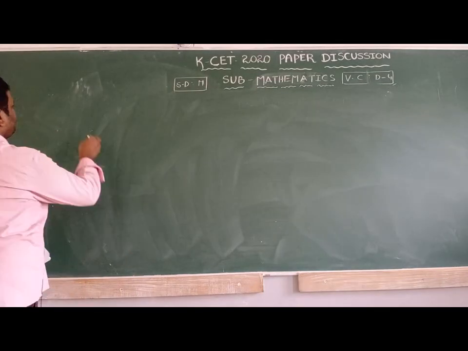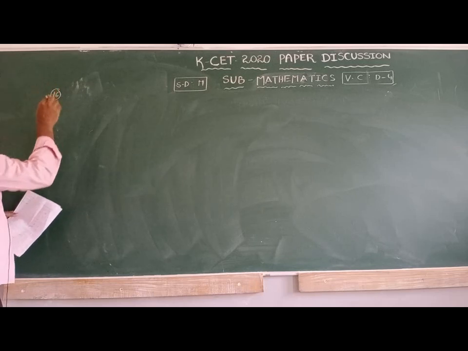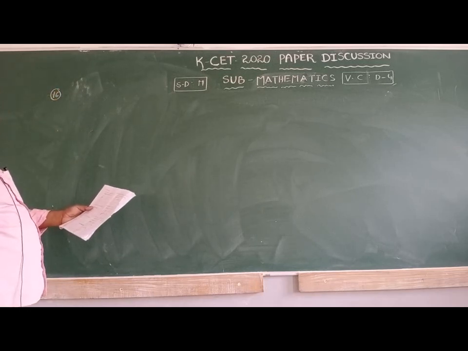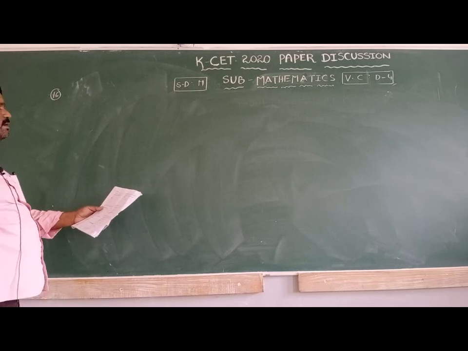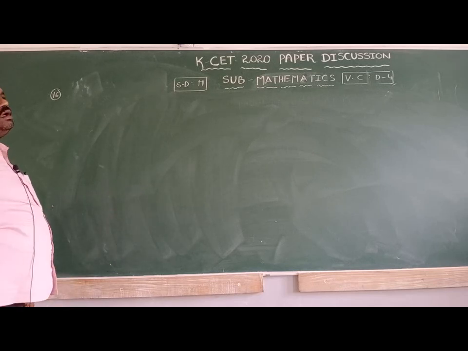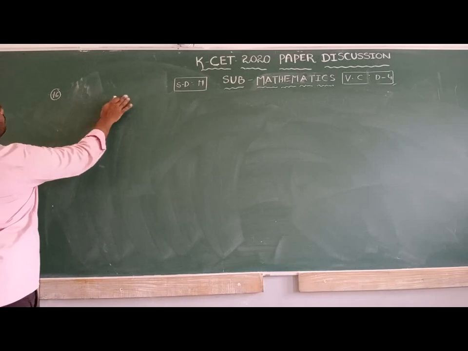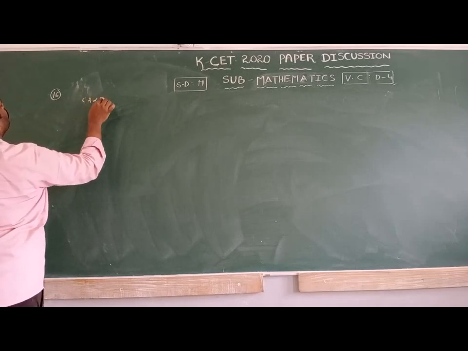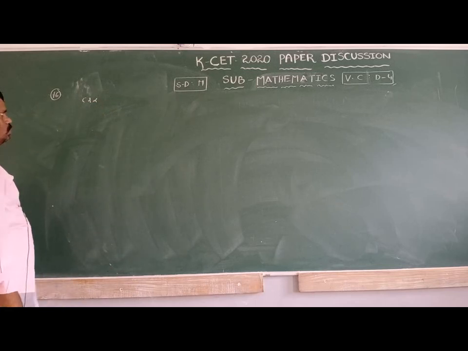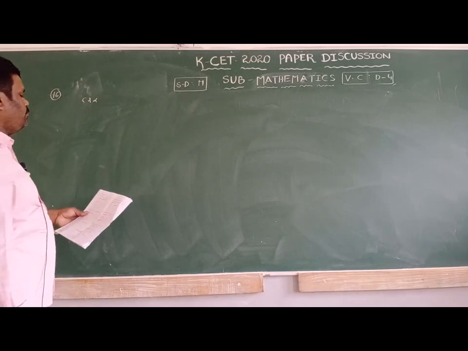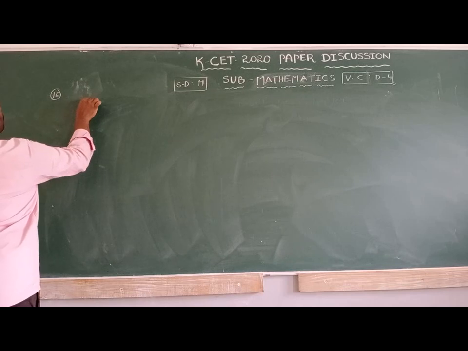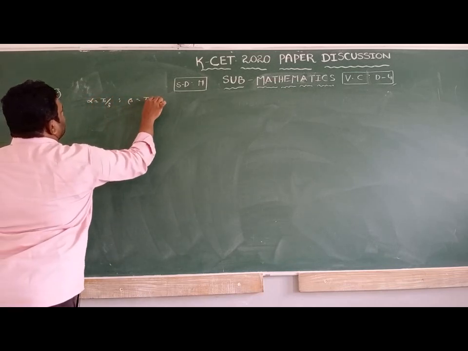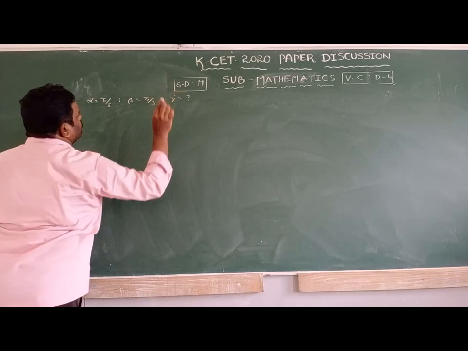16th bit here: if a line makes an angle pi by 3 with each of the x axis and y axis, then find the acute angle made by the z axis. So 3 axes means this is a direction cosines problem, 3D geometry. Here alpha is equal to pi by 3 for the x axis, beta is equal to pi by 3. Now the gamma value is the question if you want to find out.